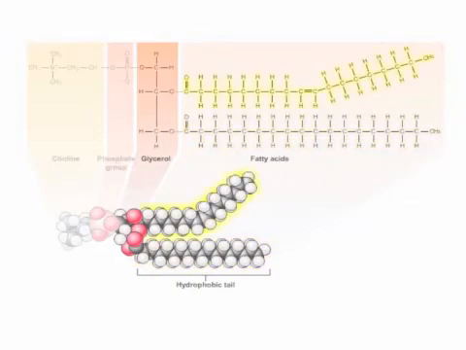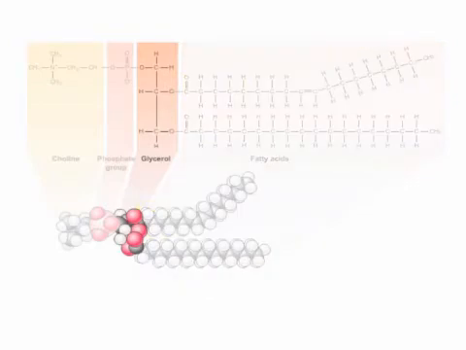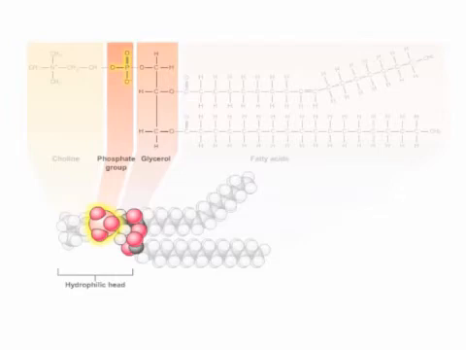But the other carbon chain is unsaturated due to one or more double bonds that give the chain a bent shape. The other end of the glycerol is bonded to a negatively charged and hydrophilic, or water-attracting, phosphate group. Finally, the phosphate group may be bonded to another organic polar molecule, such as choline.